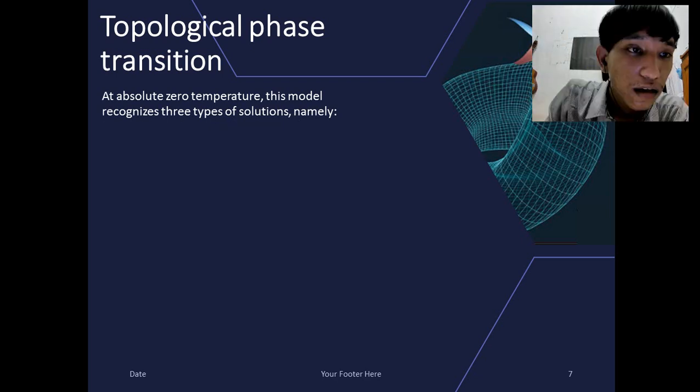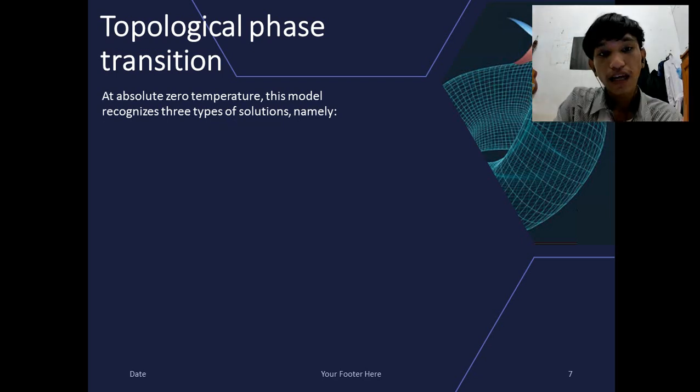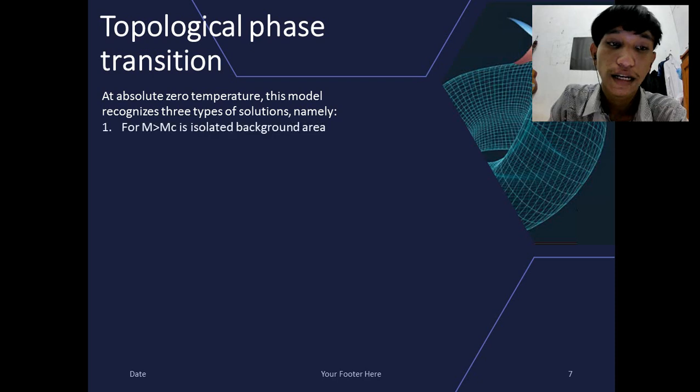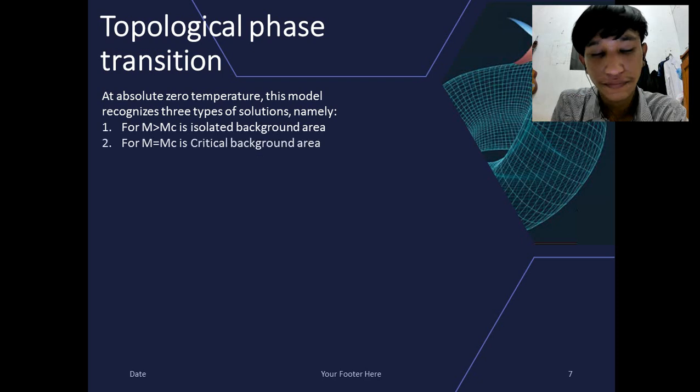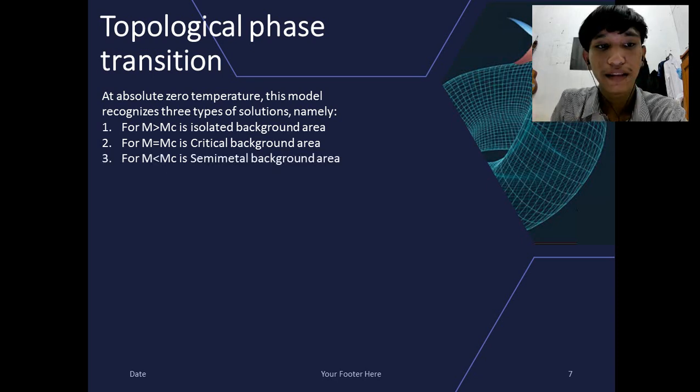So I have the three types of solutions. Namely, the first one, m bigger than MC, is the isolated background area. After that, you can see for m equal to MC, it is the critical background area. And the last one, if m is less than MC, it is the semi-metal background area.